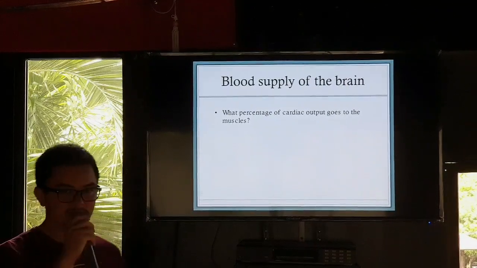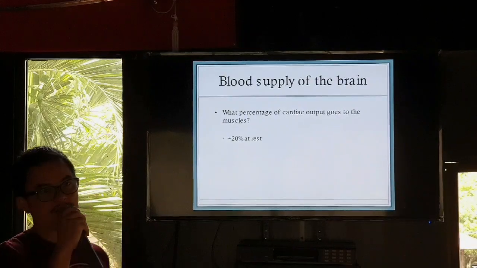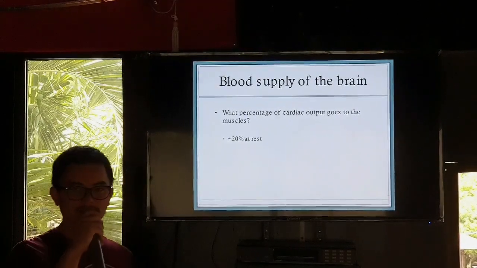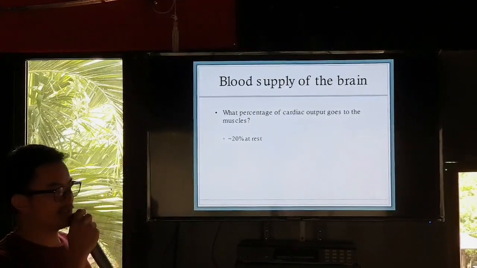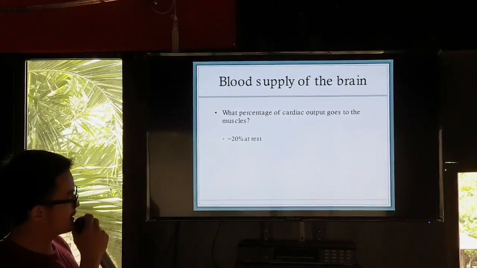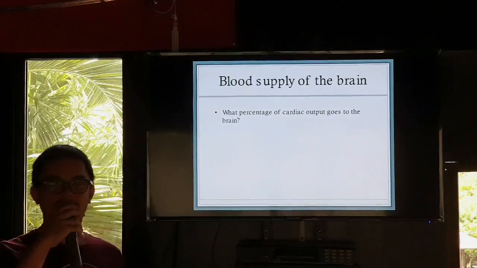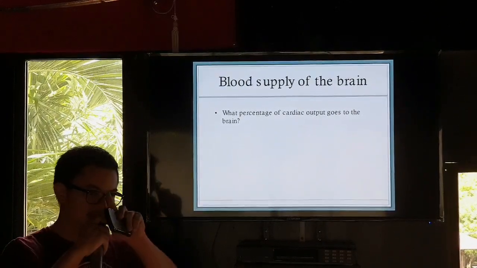What about the skeletal muscles? They get about 20% at rest, so almost equal to the kidneys. During exercise, of course, you expect this to increase, but at rest, it's about 20%. What about the brain? What percentage of cardiac output actually goes to your brain?